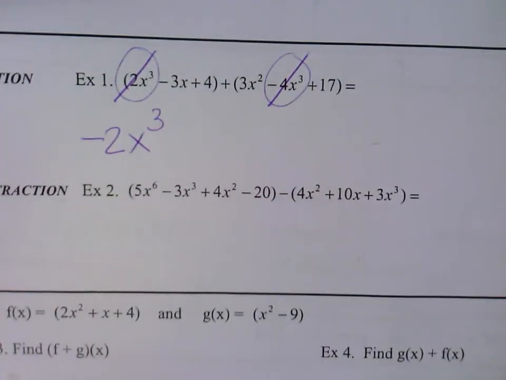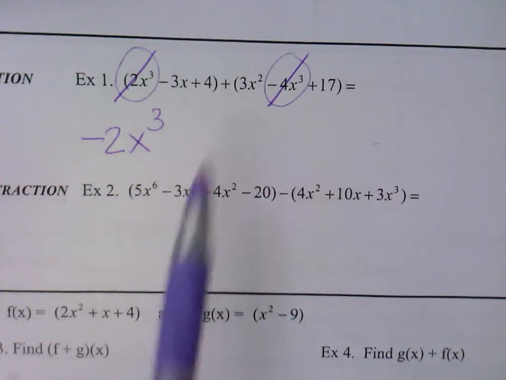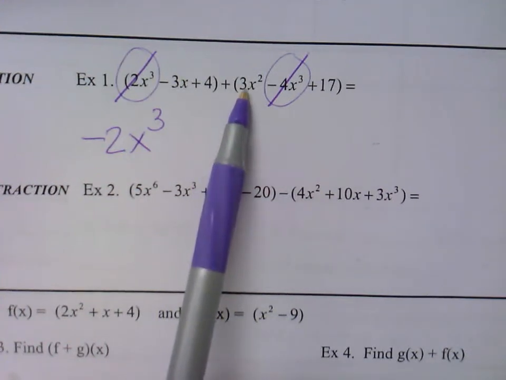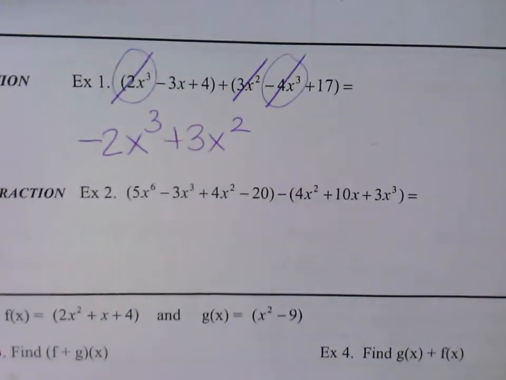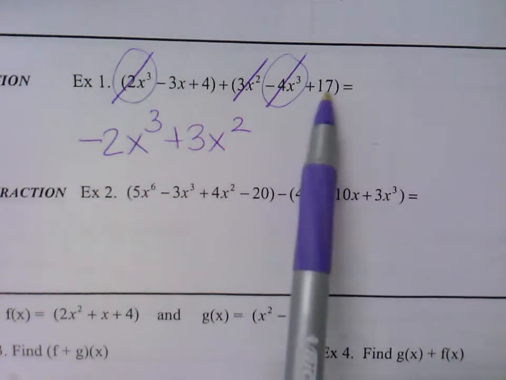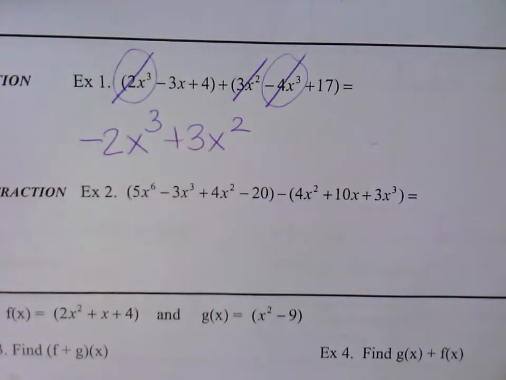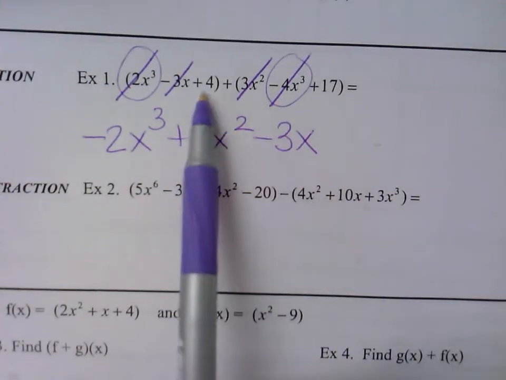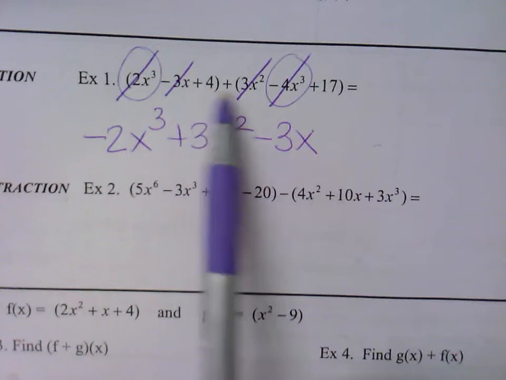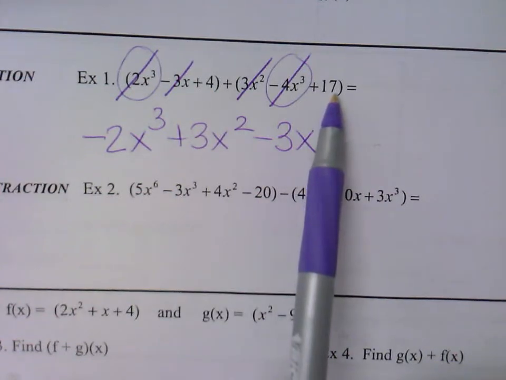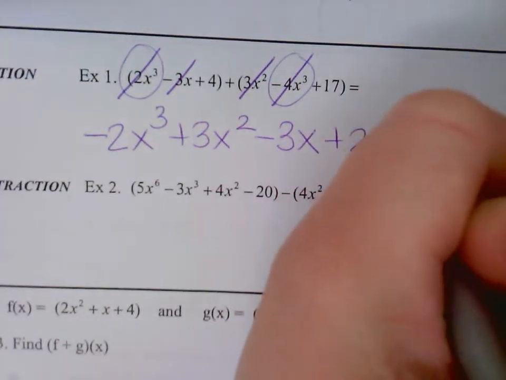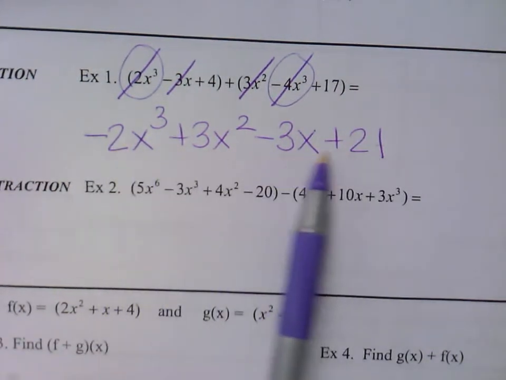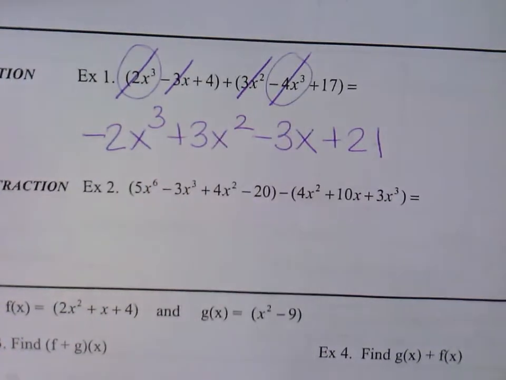I like to cross out as I go so that I don't miss anything. What's my next highest term? It looks like this 3x squared is the only x squared term. So plus 3x squared, cross out that term because I used it. It looks like my next term is negative 3x. So minus 3x, cross out that term. And then I've got a positive 4 constant and a positive 17 constant. So that would be positive 21. So this is my new function that I built by adding those two functions together.